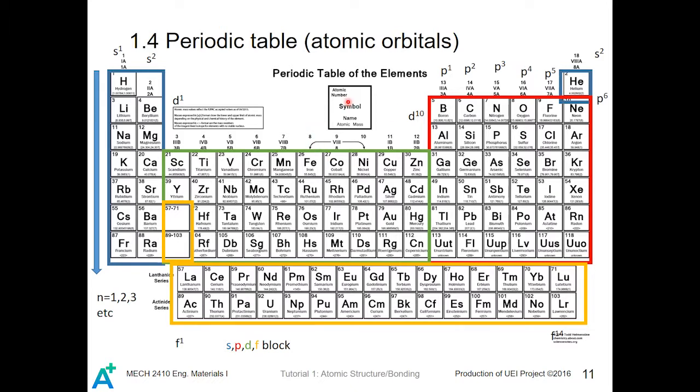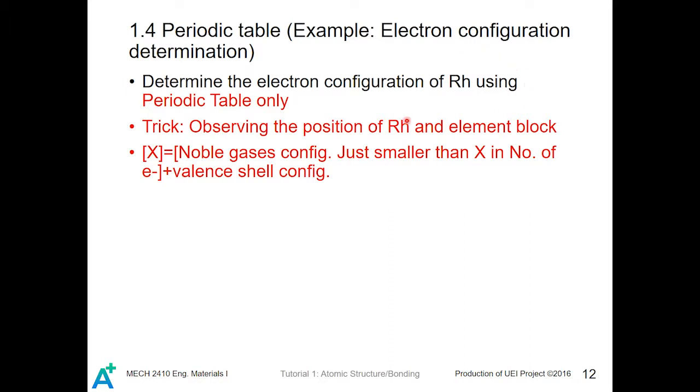For d block and for f block, we use similar methods. And let's do an example for illustration. Determine the electron configuration of rhodium using the periodic table only. There is a trick. We must first observe the position of rhodium and its element block.